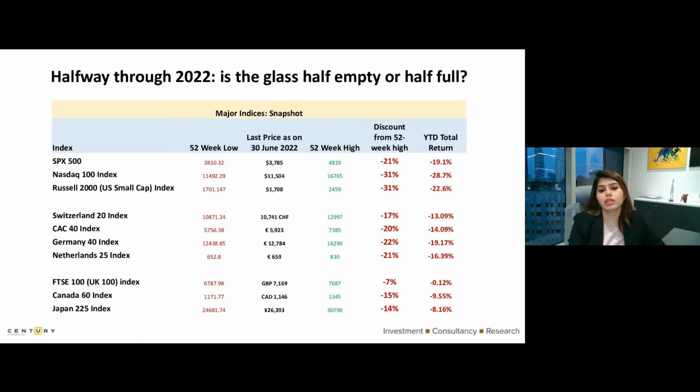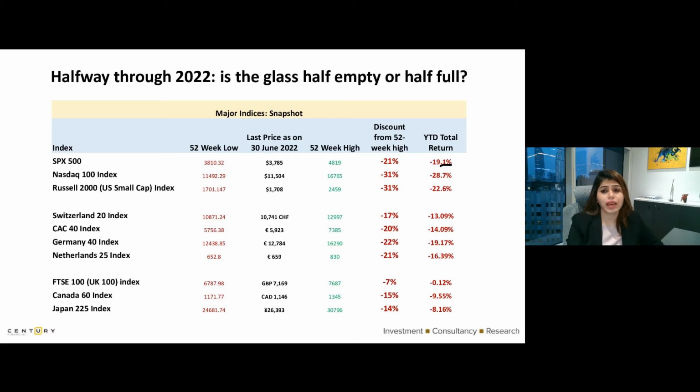Now, so far this year, as we can see, the index is down by 21% from its 52-week high, and the year to date return is a loss of 19%. Now this loss basically is considering the dividends received. So if I do not consider the dividends received, the loss would be even more, just on the basis of how much the index has fallen.